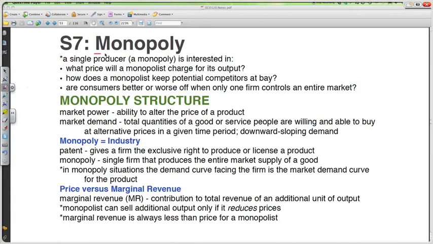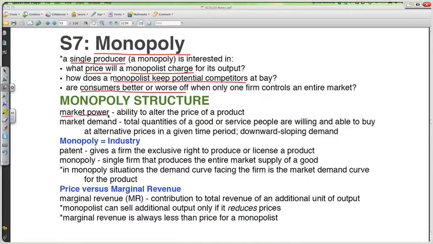So Section 7 deals with monopolies. A monopoly is just a single producer within a market that makes all of the output. So you have this one firm making everything within that market. This section deals more in detail with the prices that the monopolist is going to charge, how the monopolist keeps potential competitors at bay, and whether or not consumers are better or worse off when we have a monopoly in the market.